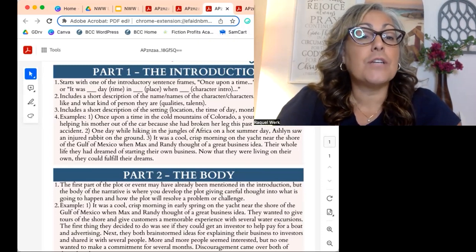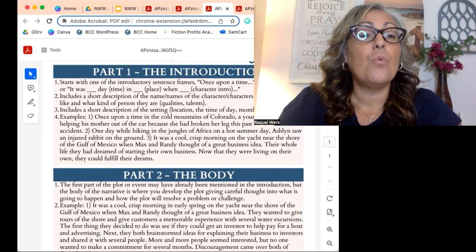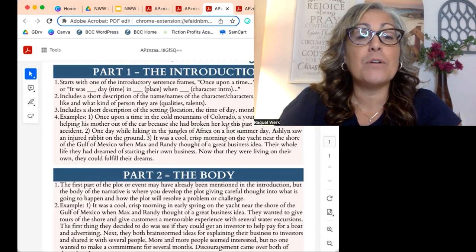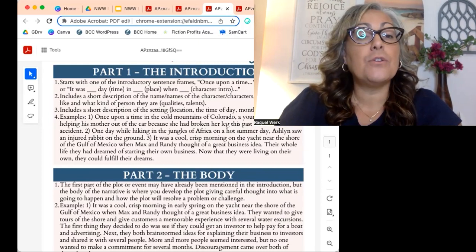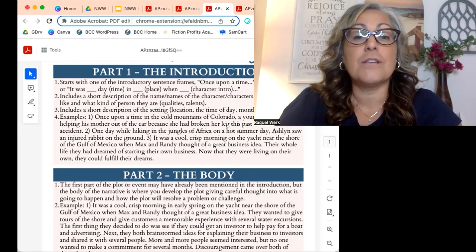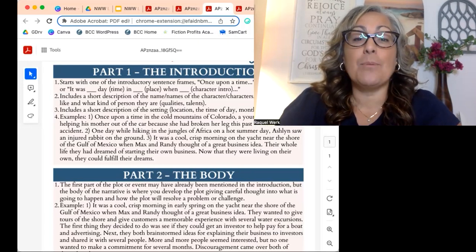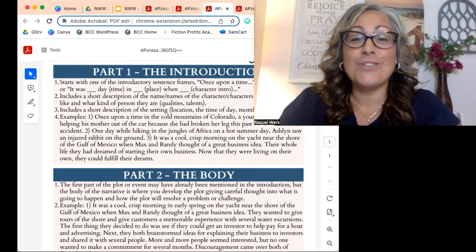Also in the introduction, you're going to include a short description of the name or names of the character or characters, what they look like, and what kind of person they are, what their qualities are, or what their talents are. You're also going to include a short description of the setting. That means the location, the time of day, month, season, the year, perhaps. I gave you some examples of what your introduction should look like. The introduction is usually the very first sentence of your paragraph. It could be more than one sentence, but we can start with just the first one.